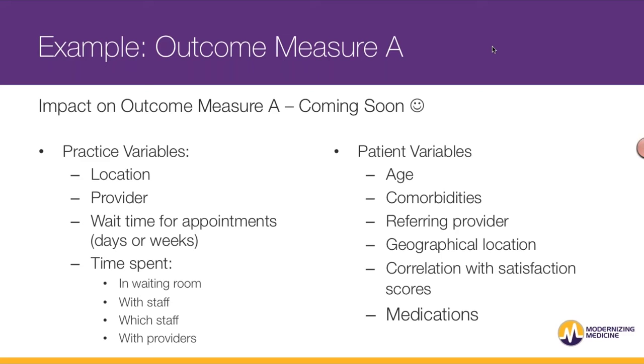Well, we want you to be able to cross-reference those outcomes by patient variables. Does it look different by age, by comorbidity, by geographic location? Do certain patients who are referred by specific referring providers have different outcomes profiles? I wonder if I could correlate this with satisfaction metrics. Good food for thought down the road. What do the outcomes look like when they're correlated with different medications?